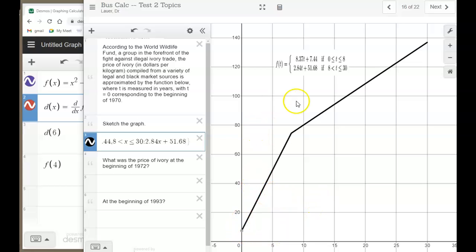It doesn't give us endpoints. We'd have to put those in. But this is fine because what I want is a sketch of the graph, so I need to see that you could put it in correctly.